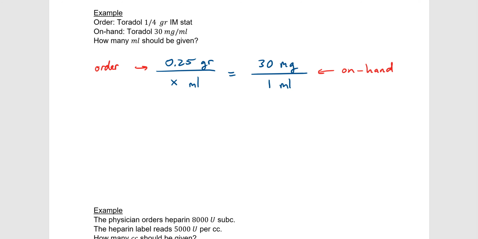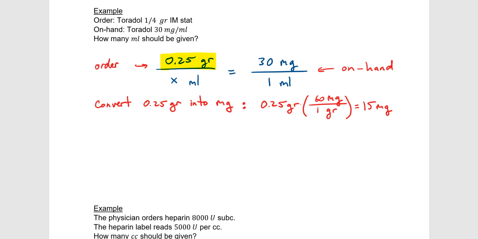So I just changed, instead of 1/4 grains, I have 0.25 grain. So I have 0.25 grain over X milliliters, which is what we're looking for, equals 30 milligrams for every 1 milliliter. So notice here that the units are different in the numerators. So I'm going to change grains, the 0.25 grains, into milligrams, and then replace it in the equation, and then solve the proportion after that.